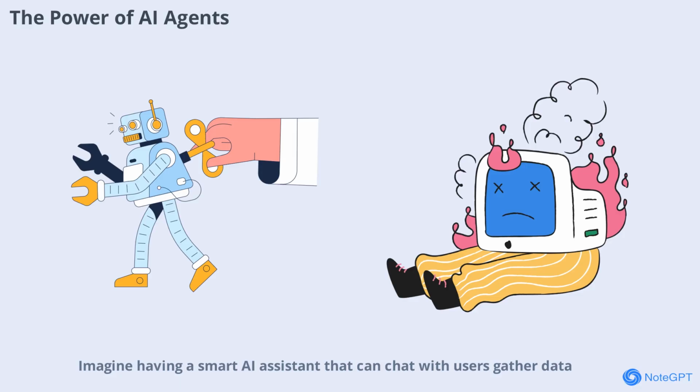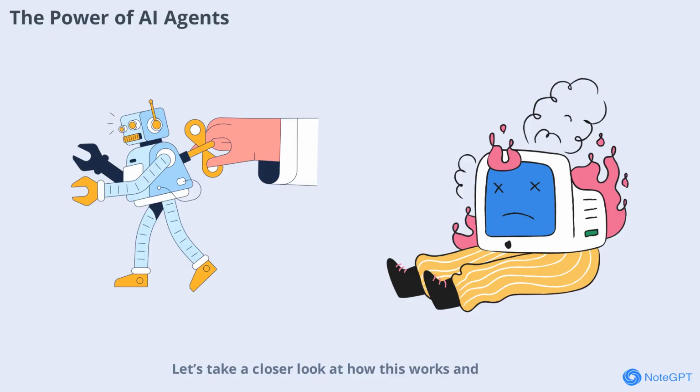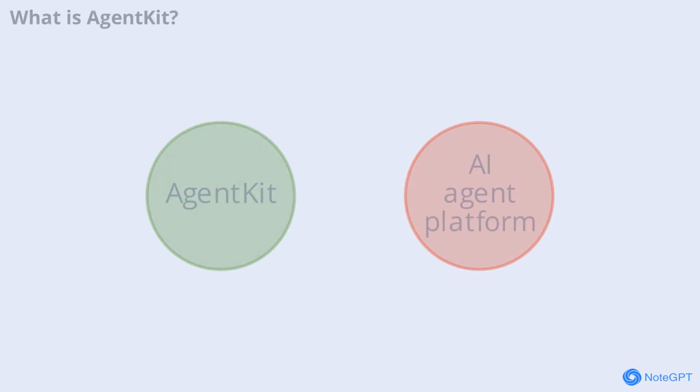Imagine having a smart AI assistant that can chat with users, gather data, and complete tasks, all without you having to write endless lines of code. That's the promise of AgentKit. No longer do you need to be a coding expert to create powerful, intelligent agents. With AgentKit, OpenAI is making advanced AI accessible to everyone, opening up new possibilities for automation and productivity. Let's take a closer look at how this works and why it's such a big deal for anyone interested in AI.